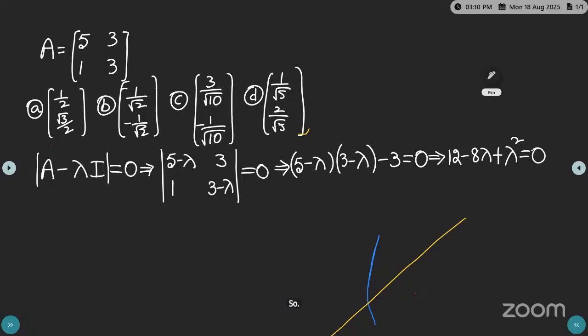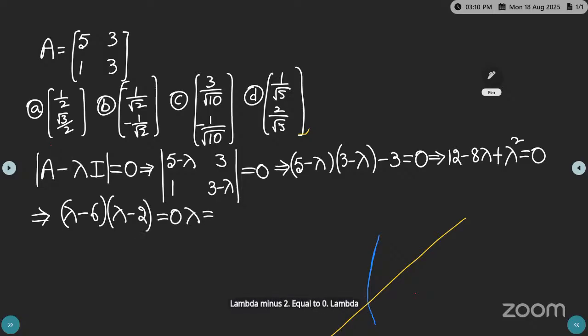So what you are getting now? Lambda squared minus 8 lambda plus 12. We are getting 12 as minus 6 into minus 2. So what you can write? Lambda minus 6 into lambda minus 2 equal to 0. This implies lambda equals 2, 6 are eigenvalues or characteristic roots. Write down.